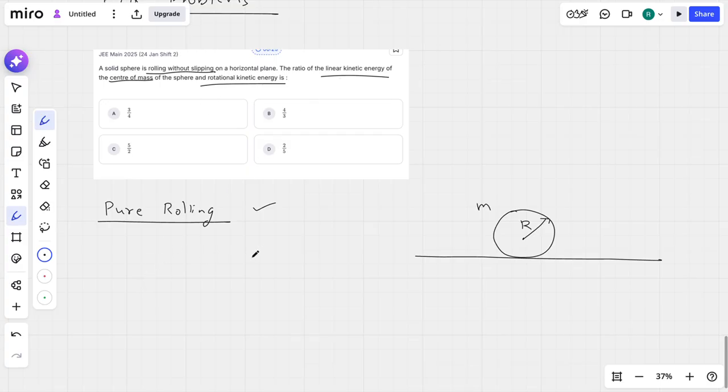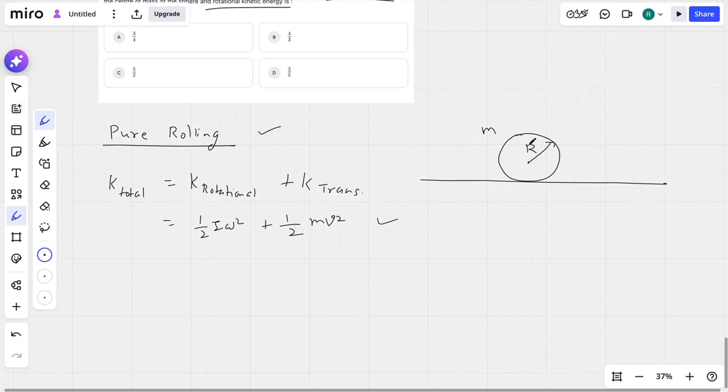See, we have seen this kind of concept earlier. We have said that total kinetic energy consists of two types, one rotational plus one translational. That is half I omega square for rotational and half mv square for translational. In this problem we are asked about the ratio of these kinetic energies. Since the body is in pure rolling, if its angular speed is omega and the center of mass linear speed is v, we can say that v equals omega r. We will be using this relation.